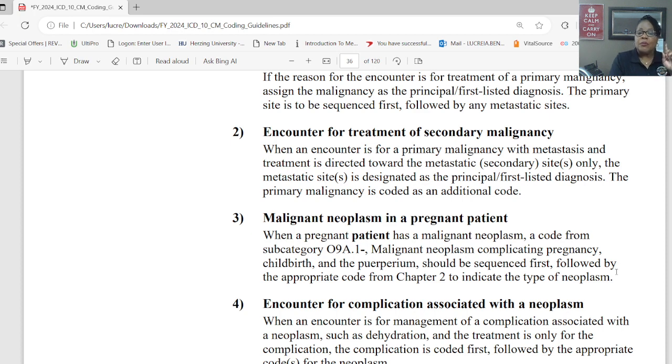Remember, I've always said pregnancy, childbirth, and the puerperium codes always take precedence over all codes when coding, and the way I always make myself believe that is because two people are involved, the baby and the mama. So it gives more prestige, more attention. So those codes always get coded first, but follow it with the code outside of pregnancy to give the specificity if it doesn't. We'll talk about that more when we get to pregnancy, childbirth, and the puerperium. But here, assign code O9A.1, malignant neoplasm complicating pregnancy, childbirth, and the puerperium. That should be sequenced first.